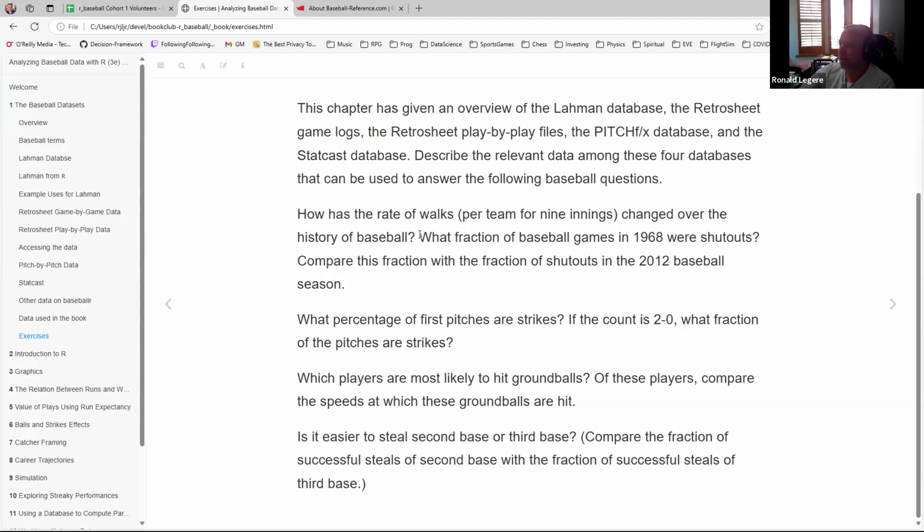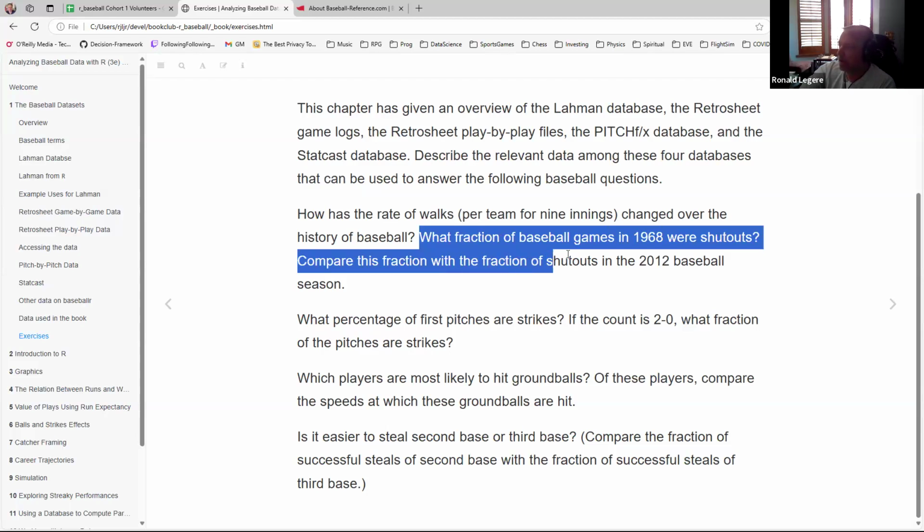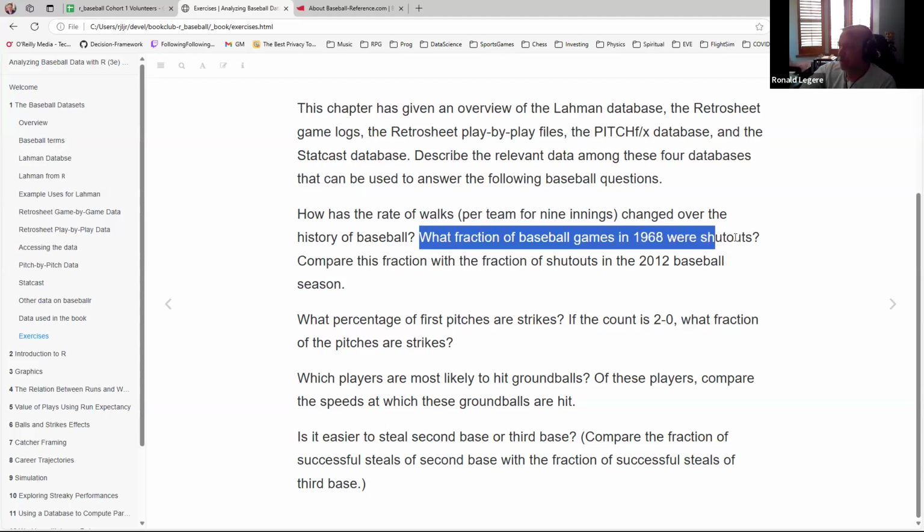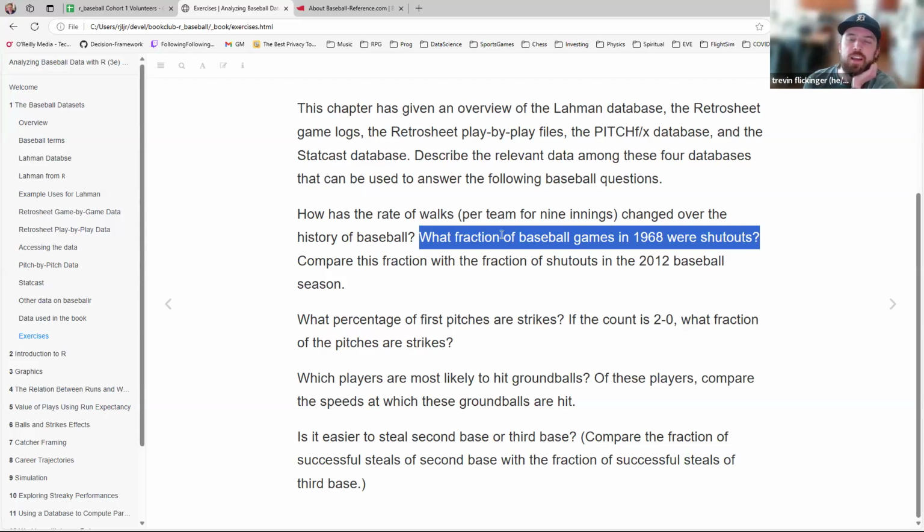And for this, I don't know why these got combined together. I didn't put a space between them or something. The next one is, what fraction of baseball games in 1968 were shutouts? Maybe that one you could do with the Lahman database. Yeah, that makes sense. And then you could do that comparison with the same thing.